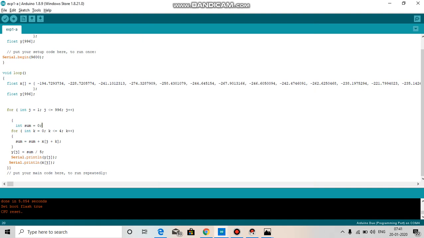First one, moving average filter, where the formula is y of n equals 1 by L sigma k equals 0 to L minus 1 of x of n minus k.